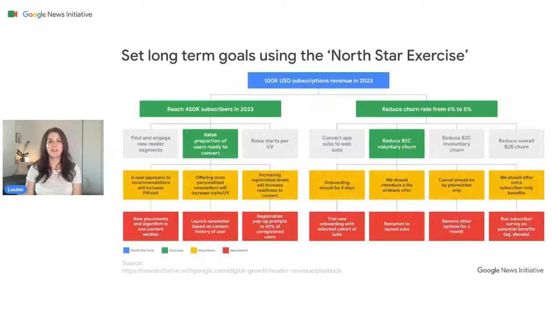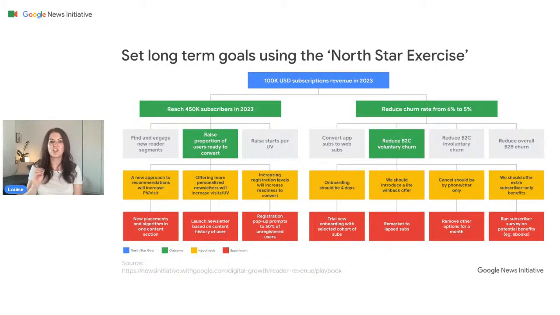And we've got a really nice color-coded table here for you. This is just an example, a case study from the North Star exercise. As we mentioned earlier, for many of the world's most successful news organizations, setting long-term goals for their reader revenue models means setting aspirational goals. So here's what North Star did. What you want to be doing is identifying your North Star goal. They set 100K USD subscription revenues by 2023.